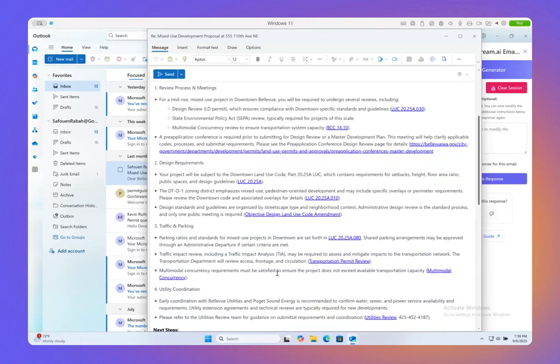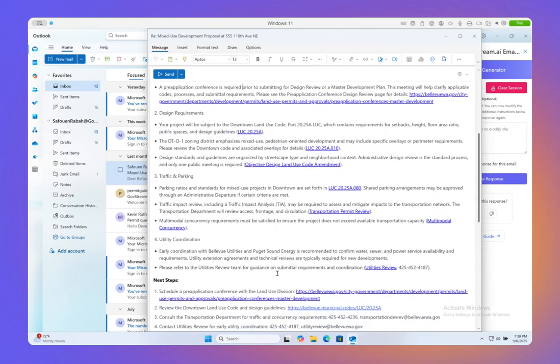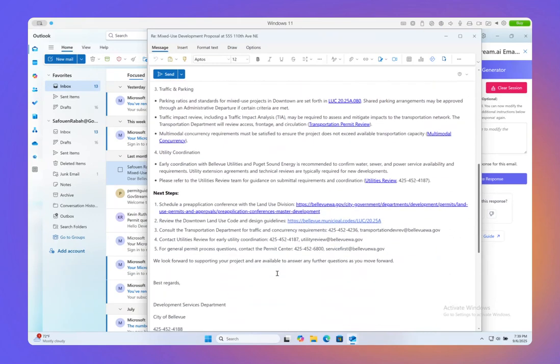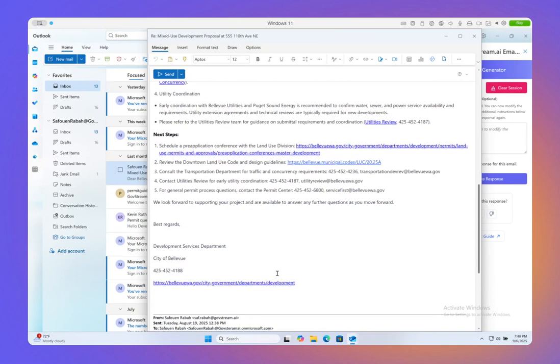And then it just kind of breaks down each of the questions that was asked and provides an answer from whatever source is most appropriate, and then provides guidance about next steps. That's the power of this AI generated drafting.